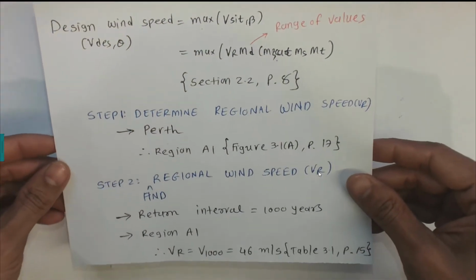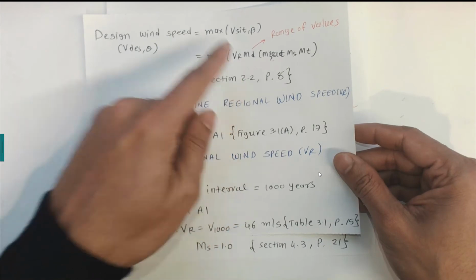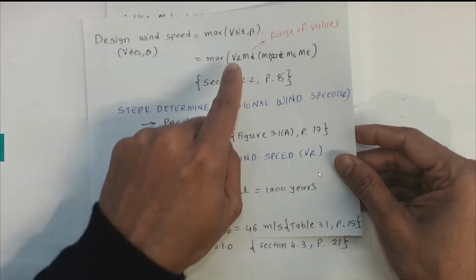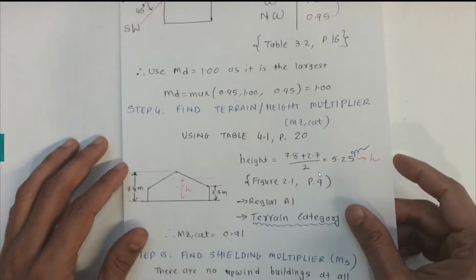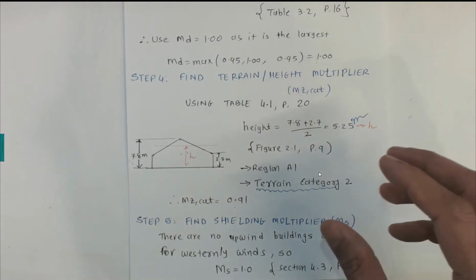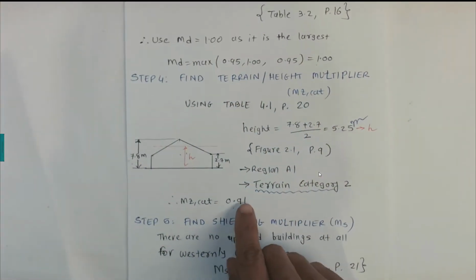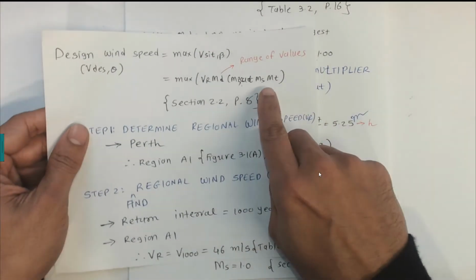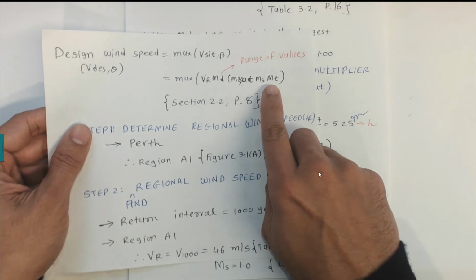In the previous video, we calculated VR, the regional wind speed, which is 46 meters per second. We calculated the wind direction multiplier, MD, which equals 1. We also calculated M_z,cat, the terrain height multiplier, which is 0.91. Now in this video, we are going to find the remaining two parameters, Ms and Mt.